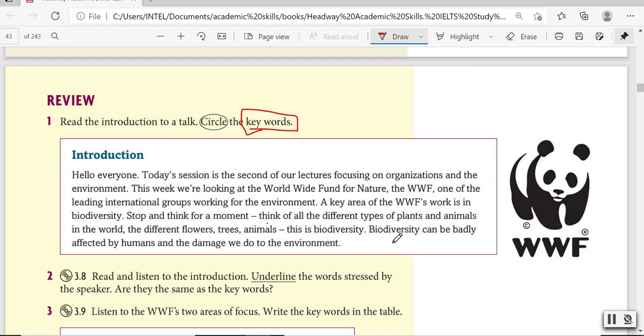Biodiversity can be badly affected by humans and the damage we do to the environment.